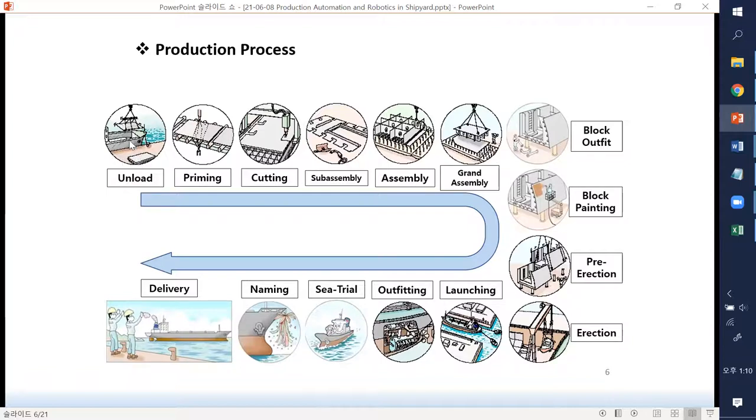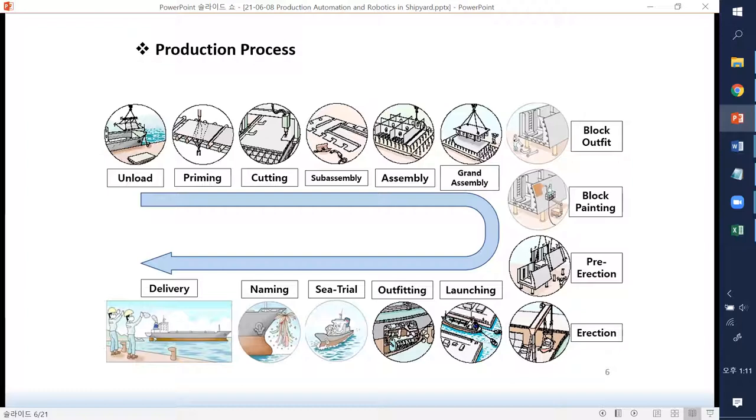At the beginning, you need to import the steel plate. And then the second one is priming. Priming is a painting to prevent rust, because the steel plate can rust because of the oxygen. So to prevent any metal rust, you need to have a primer painting. And then the third process is cutting of plate to make blocks.